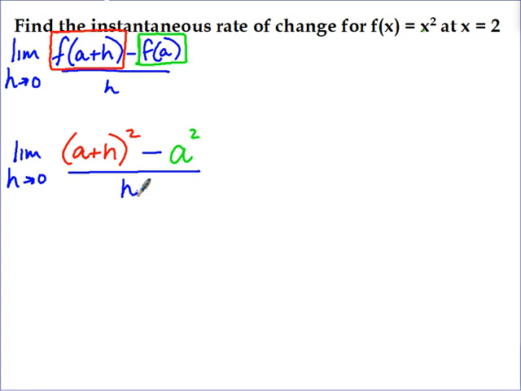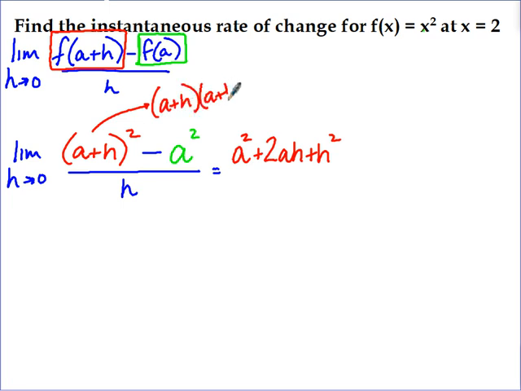So now I need to simplify my numerator here. So I'm going to FOIL this. This is a plus h times a plus h. So after you FOIL, you're going to get a squared plus 2ah plus h squared. All I did was FOIL this, and that's what I get. I'm not going to change anything else.